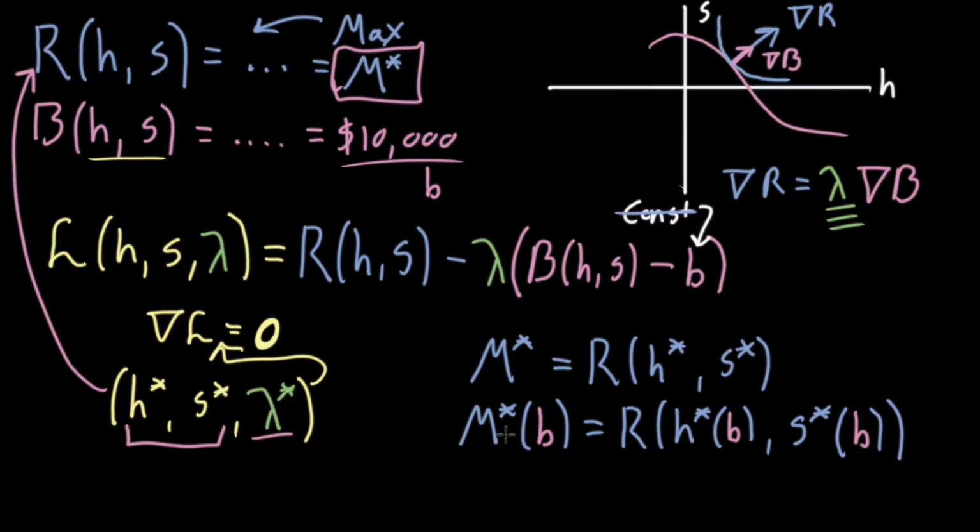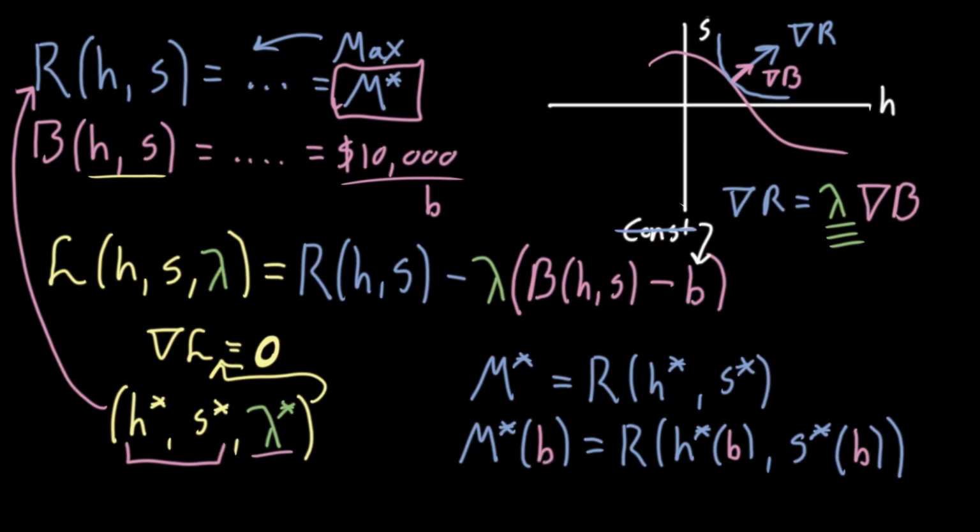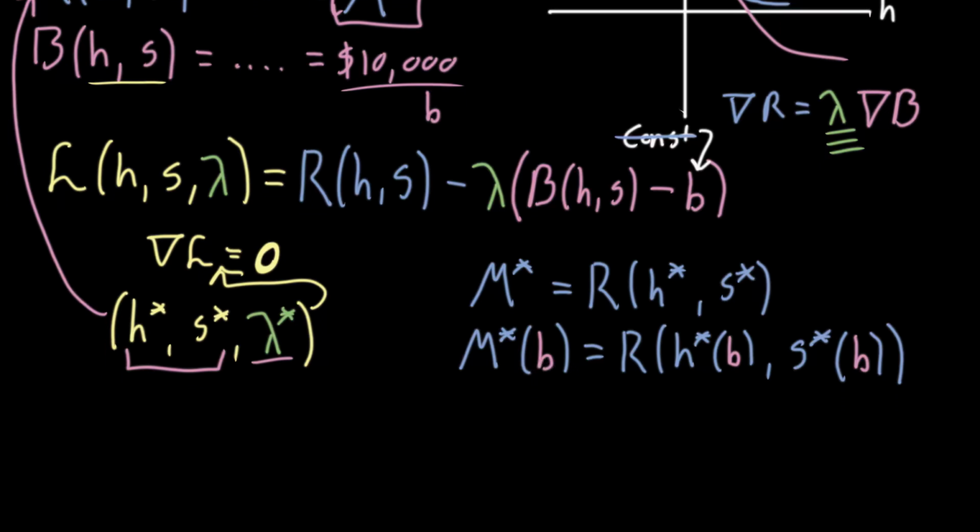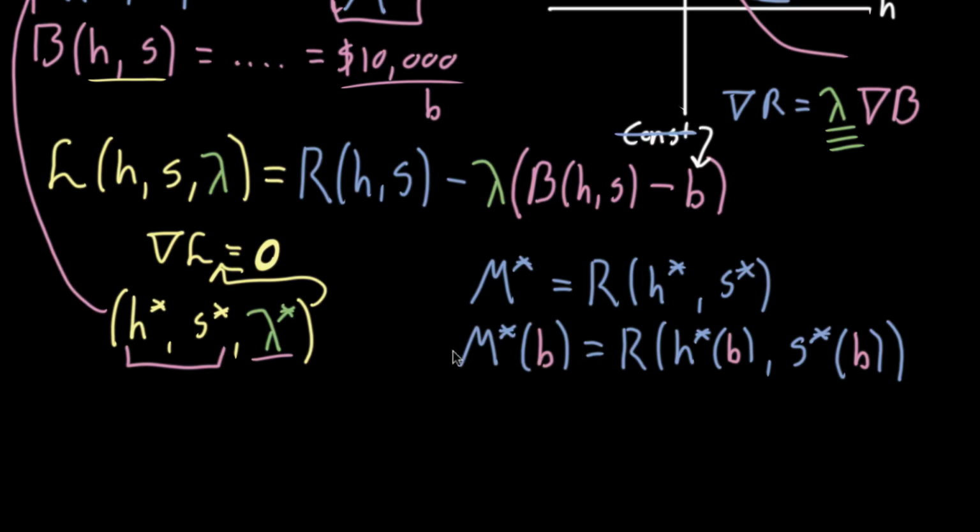You have a maximum possible revenue, and that depends on what your budget is. So what turns out to be a beautiful, absolutely beautiful, magical fact is that this lambda star is equal to the derivative of M star, the derivative of this maximum possible revenue with respect to B, with respect to the budget.